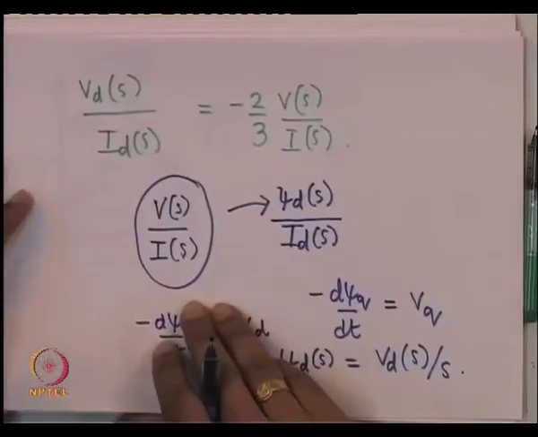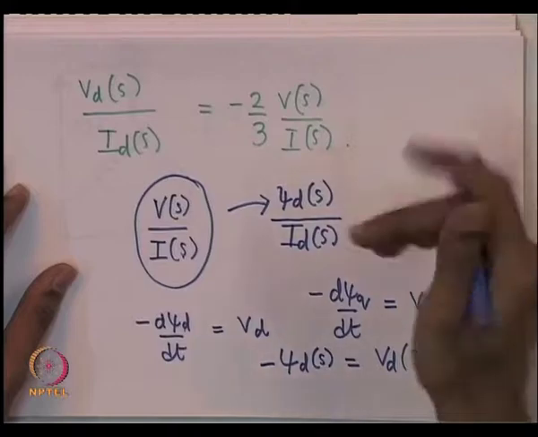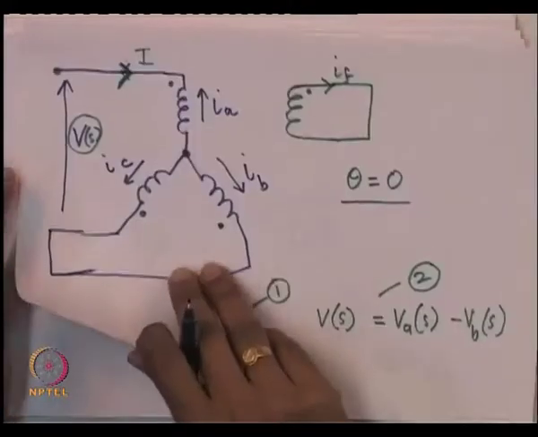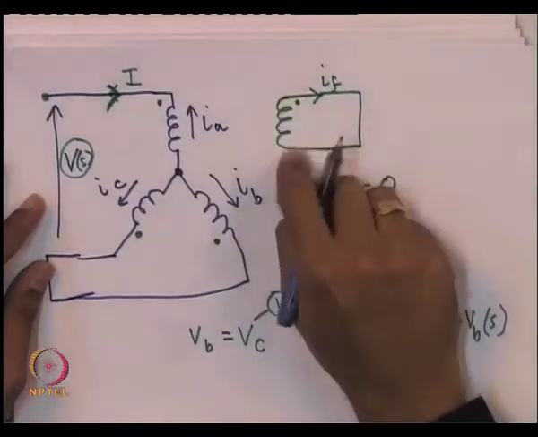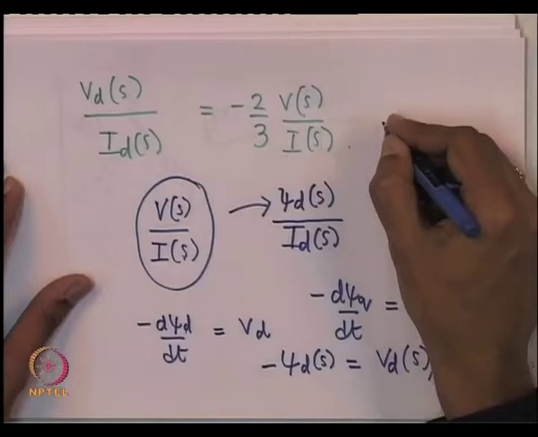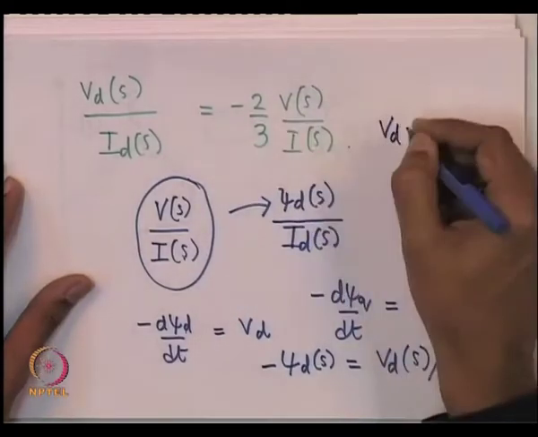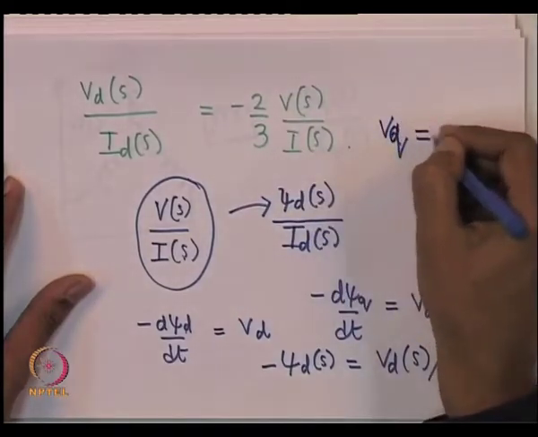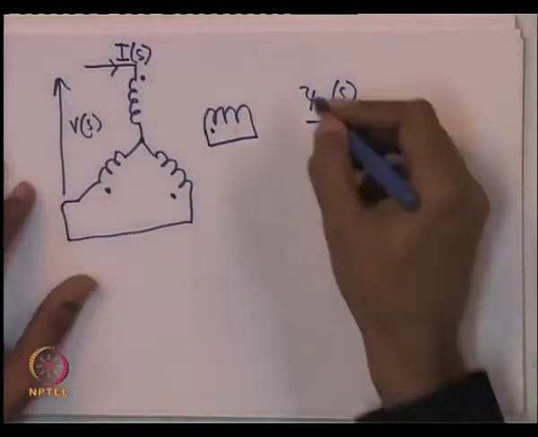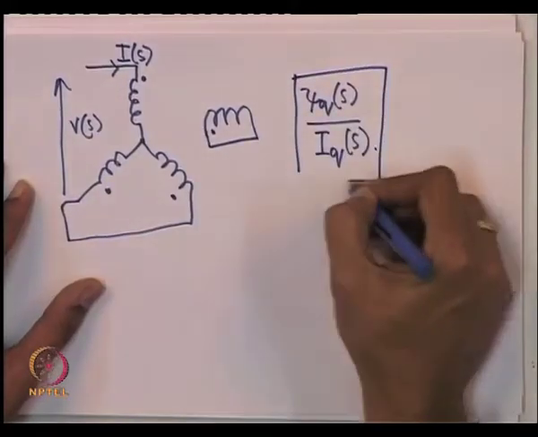Now, one important point which I missed out was, in case the field winding axis is aligned to the A winding, V q is also 0. Okay. So, this is something I did not explicitly show, but it is easy to see. Okay. So, now I have got these transfer functions from these tests.